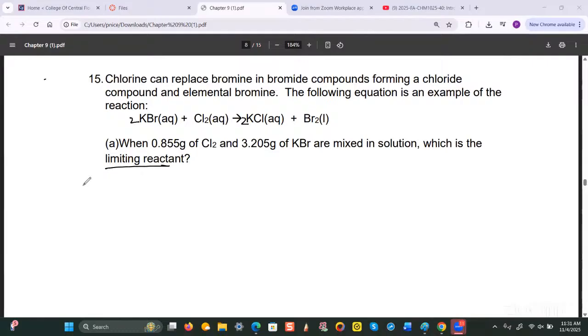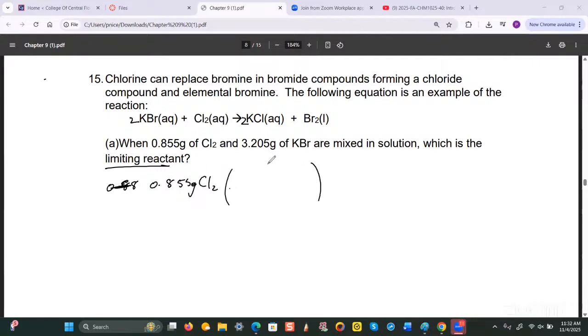So it's asking the same thing that we were looking at in the previous 3 problems, right? In this case, there's an extra step, or maybe an extra 2 steps, that we have to take, because we're not given the moles of these substances, we're given the grams. So what we have to do is convert the given grams of the different reactants to moles. So 0.855 grams of chlorine, we have to convert to moles.